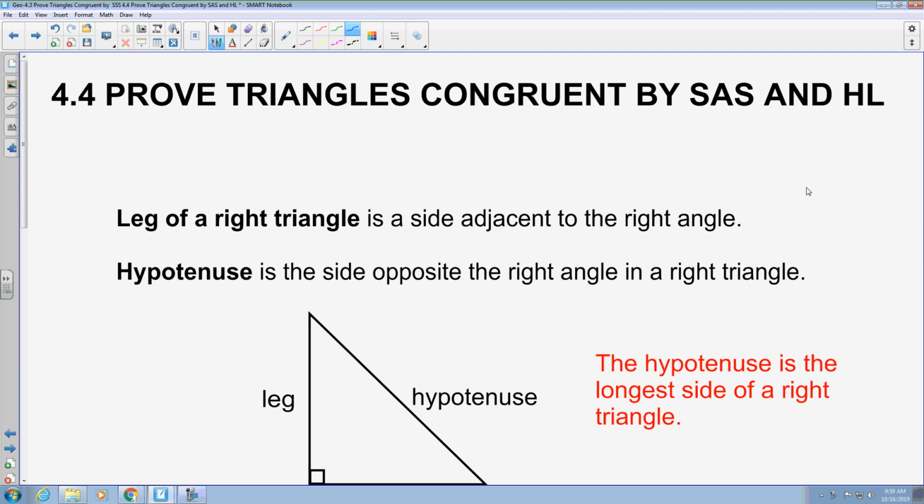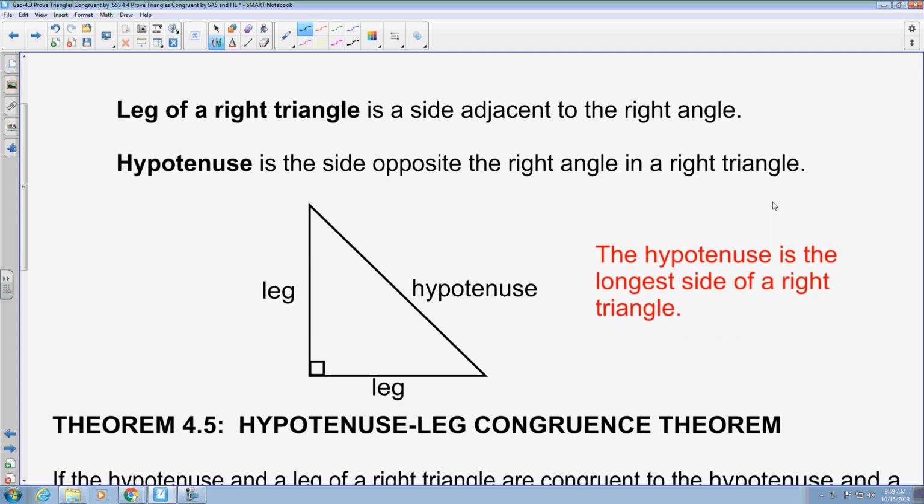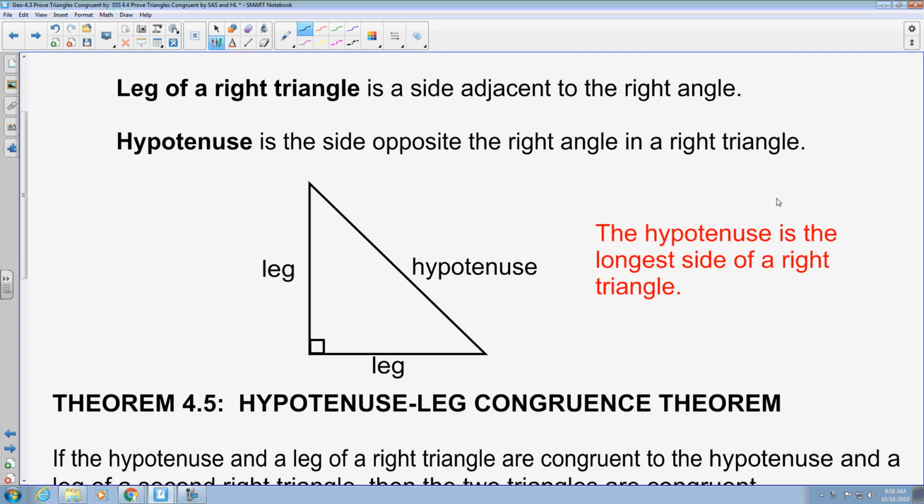All right, we're in section 4.4 where we are going to prove triangles are congruent by SAS, which is side angle side, and HL, which is hypotenuse leg. So the first thing we're going to look at is talking about right triangles.